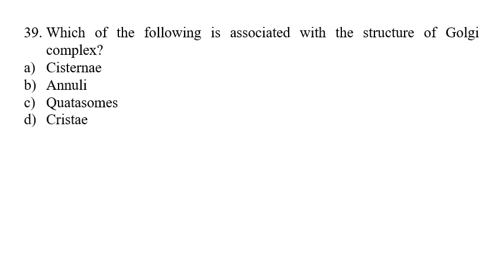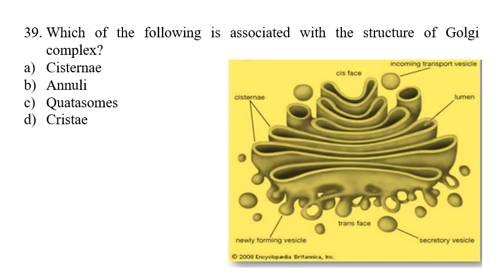Next, which one of the following is associated with the structure of the Golgi complex? Okay. So Golgi complex has the cisternae. So for this, option A would be correct. So cisternae is a flattened membrane vesicle of the endoplasmic reticulum and the Golgi apparatus. Okay. So a Golgi apparatus may contain a different number of cisternae.